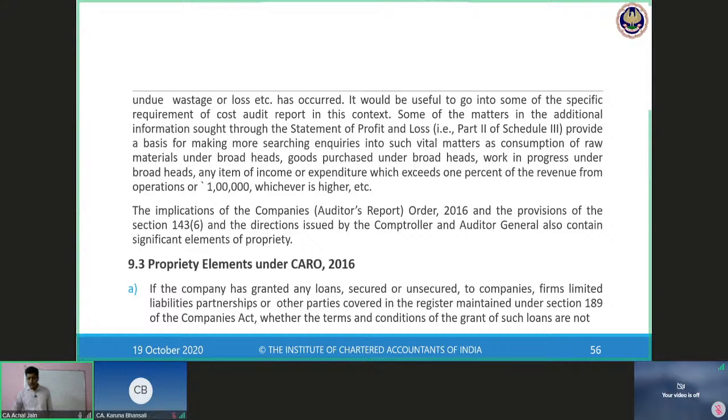Yeah. Then we can move on to this next aspect around the propriety elements which exist under CARO, and therefore they will also become applicable to non-PSUs also. Yes or no? So what we can do is we can now take a break of 10 minutes. After the break, we'll continue with our discussion on the propriety elements under CARO and we'll move further on this chapter.